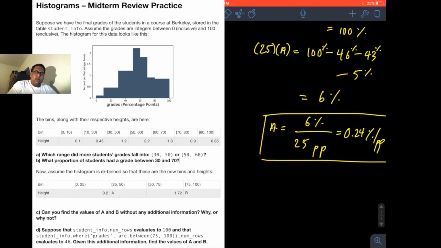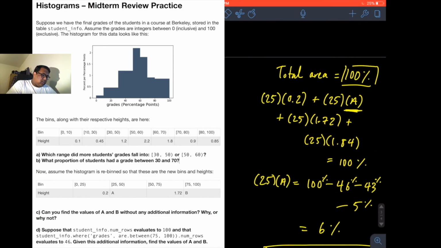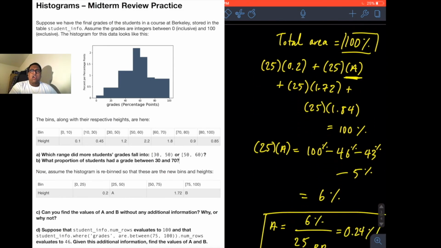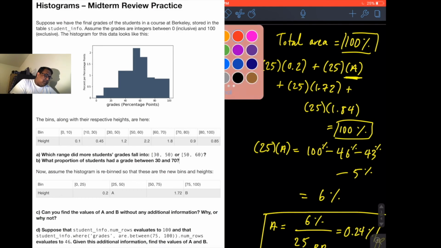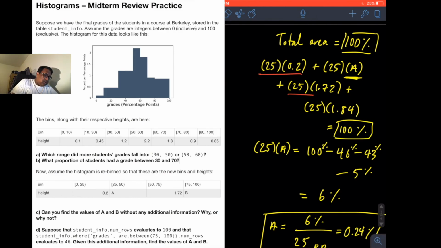So let's recap, because that was quite complicated. We asserted that the total area of all of the bars in the histogram was exactly 100%, because you have to have all the values. So if we sum up the areas of each of the individual bars, we should get 100%. It turns out that we knew the areas of 3 of the 4 bars. We knew the area of the first bar, the third bar, and we just calculated the area of the 4th bar.